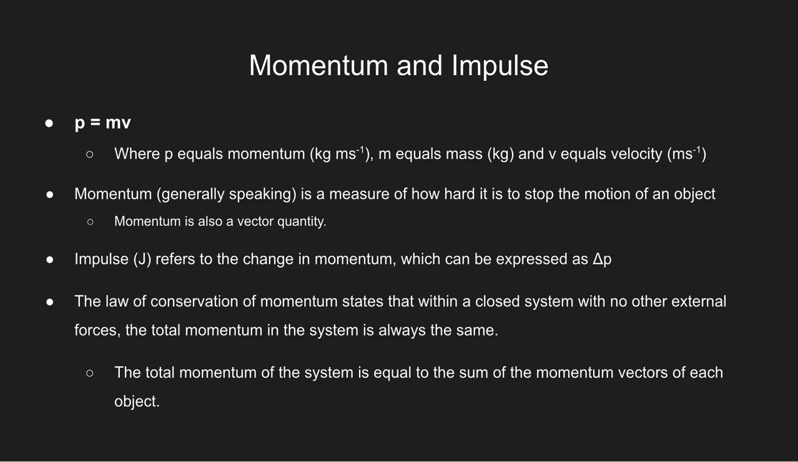There's an important law, the law of conservation of momentum, and it states that within a closed system with no external forces acting upon it, the total momentum in the system always stays the same. One way you could visualize it is to say you have two objects, one here, one here. They both have equal mass. They're both moving towards each other with the same velocity.